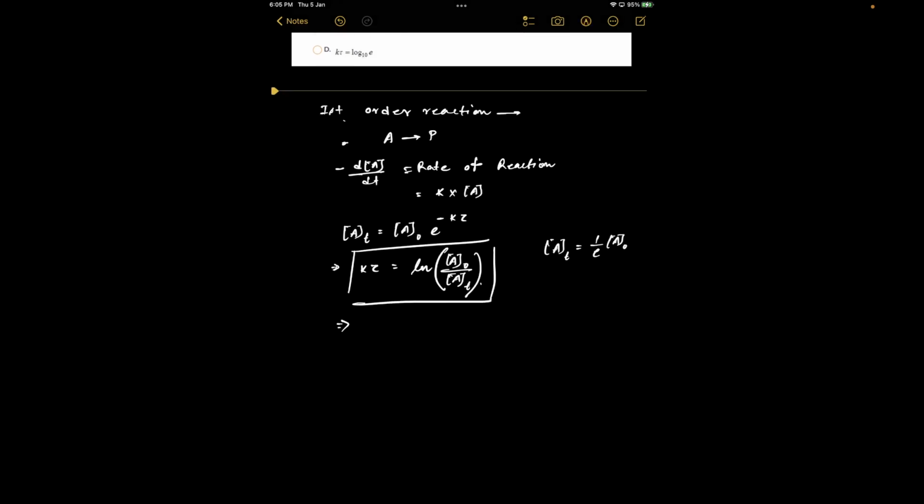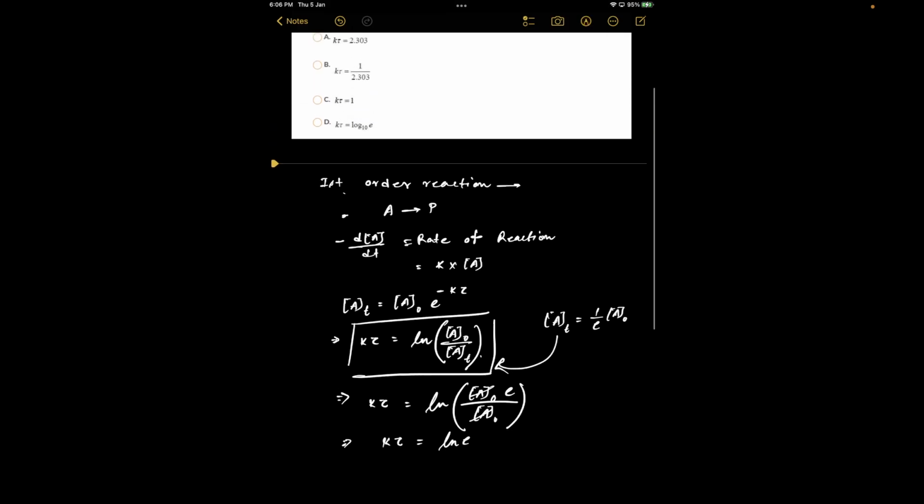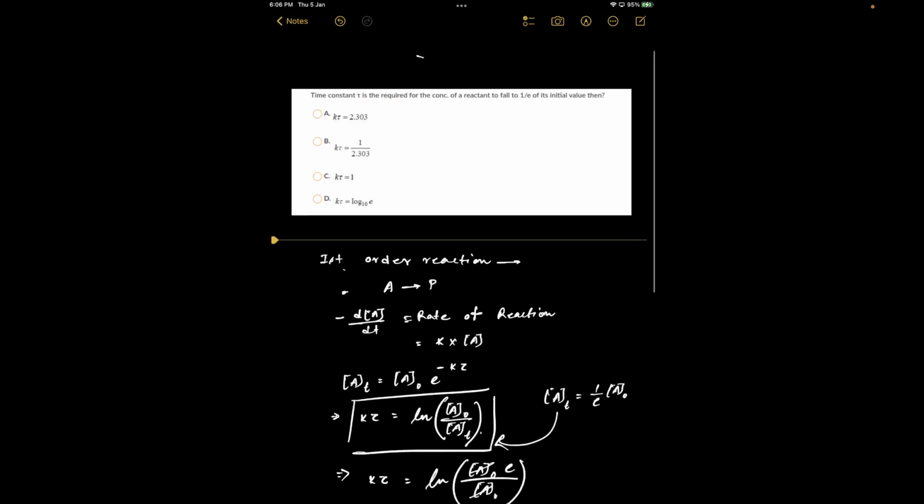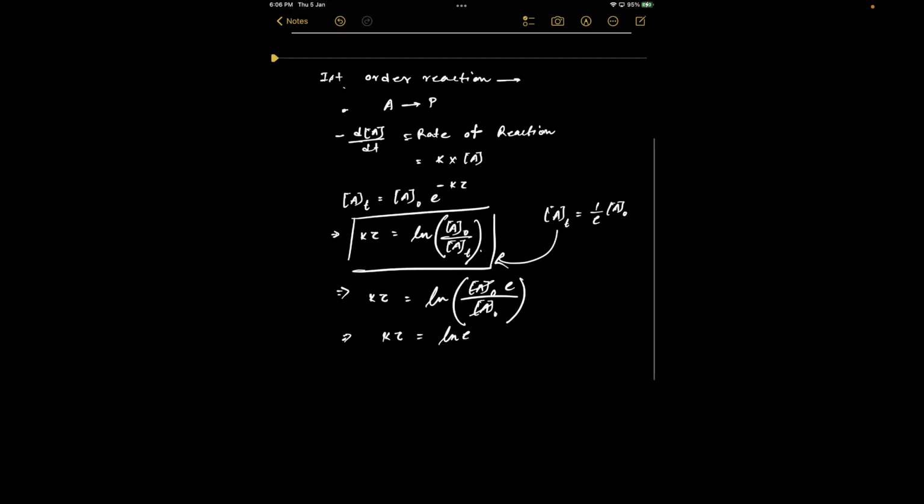So you can just put it here, k tau will be equal to ln of the initial concentration A0 divided by At, which will be just e times A0, right? So A0 will cancel, so k tau will be ln of e. So ln is basically e based, so ln means log of e based, right? So k tau will be equal to 1 for this case.